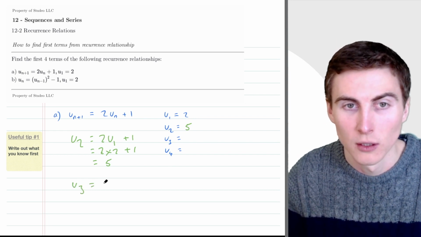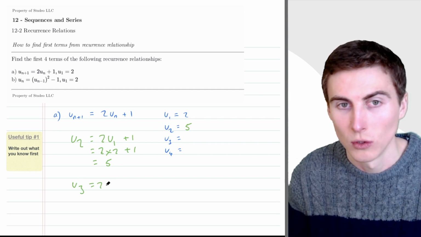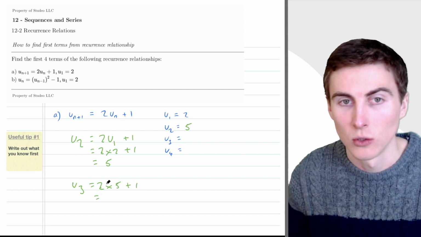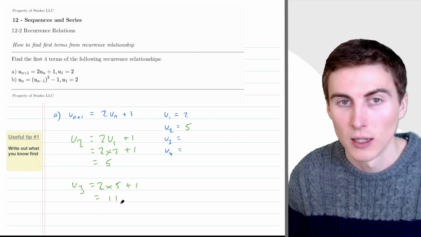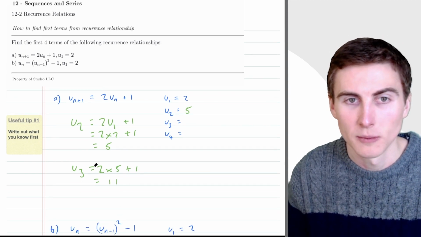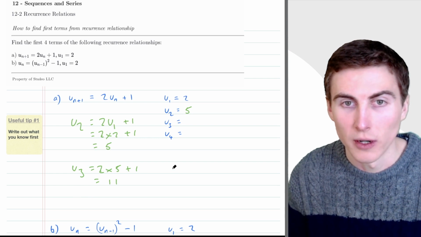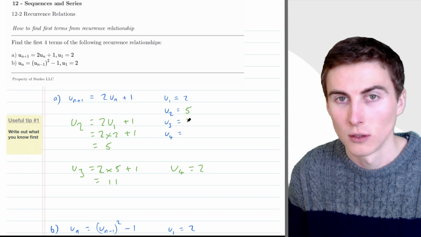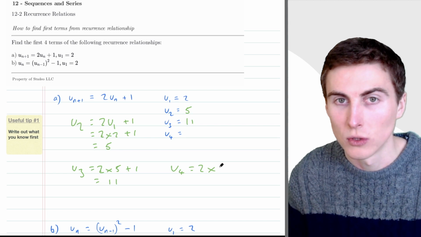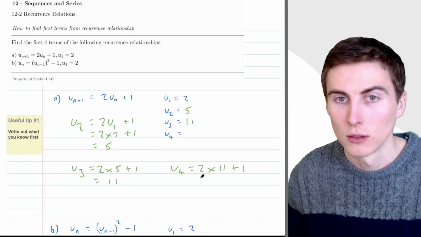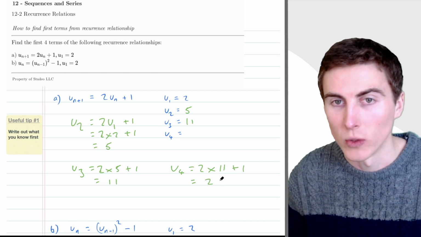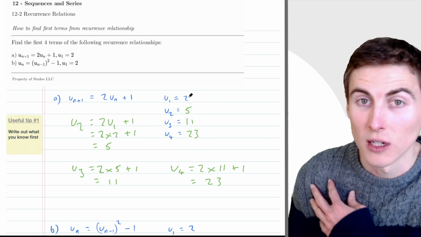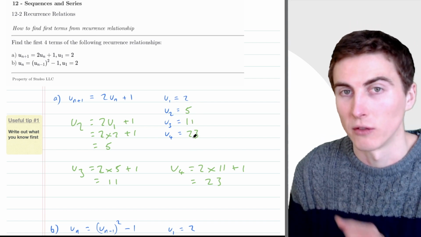Then we do the same thing next time. So u3 is going to be 2 times u2, which is 5, so 2 times 5, add 1 extra. 2 times 5 is 10, add 1 is 11. And then if we want to find u4, we just do 2 times u3, which remember was 11, that we just found. So 2 times 11, add the 1. That means 22, add 1, so 23. So this first sequence here is 2, 5, 11, 23.